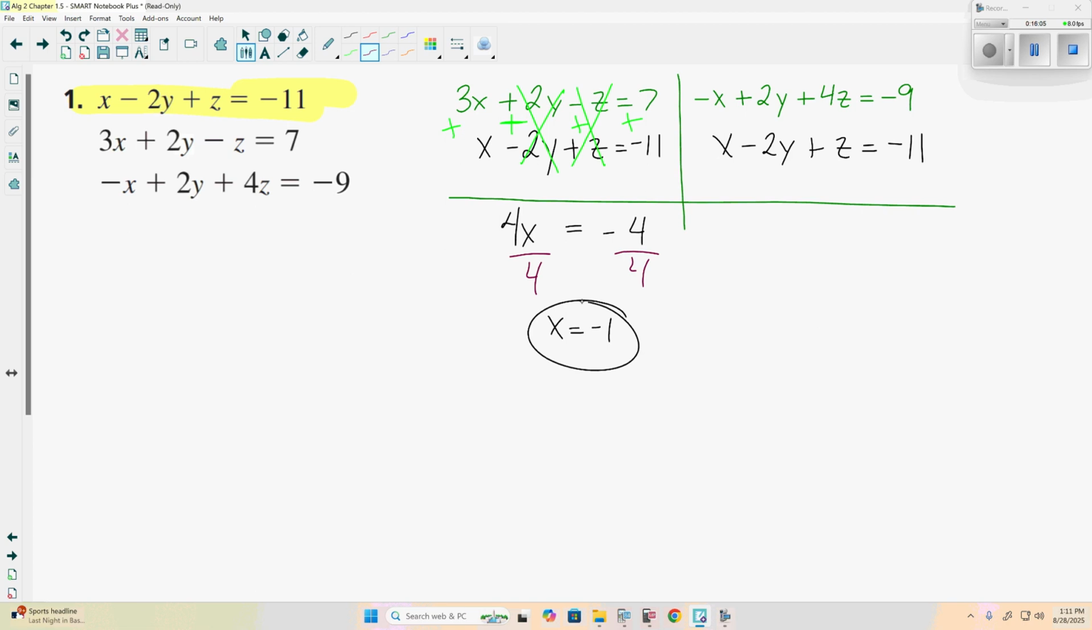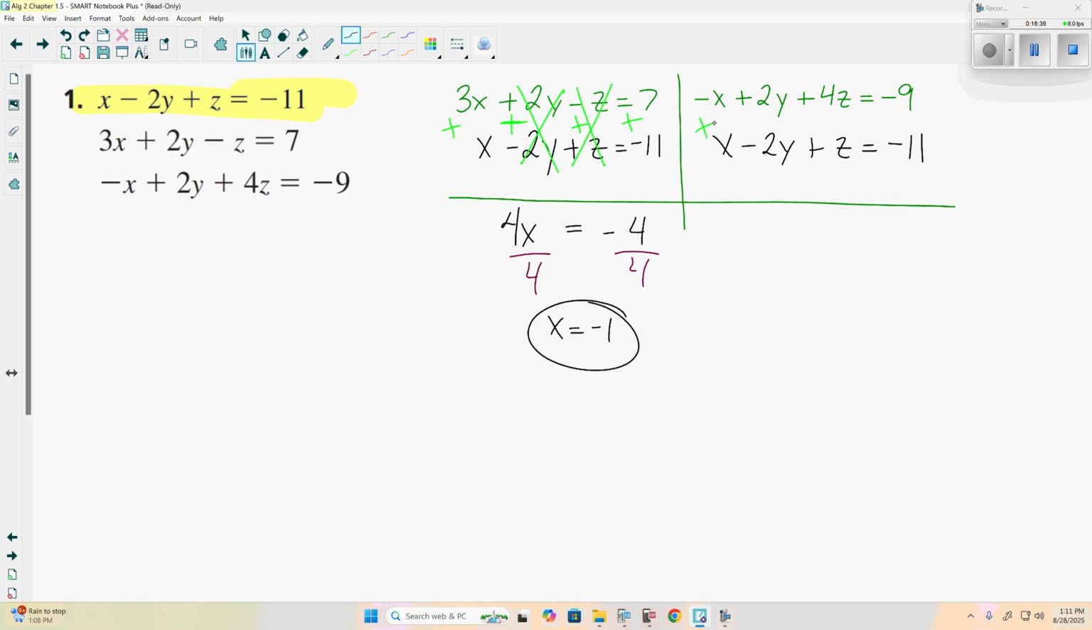Now what we hope to have happen on the other equation, the equation on the other side, is that either A, everything cancels out but either y or z, or B, we have z, because we already have x, or x and z, because we want an equation with x or z, or just z, because if we get x again, that tells us nothing that we don't already know.